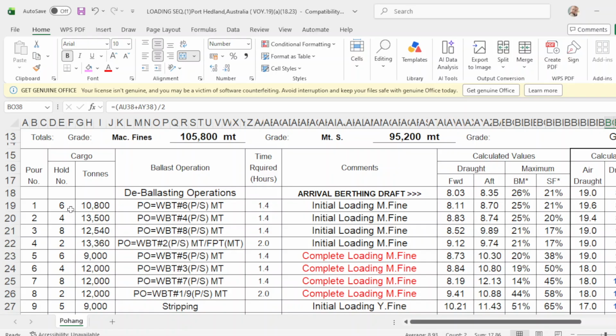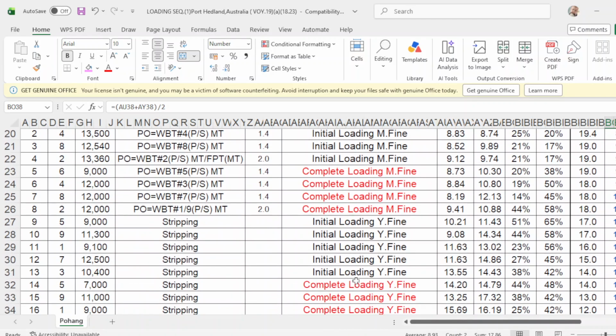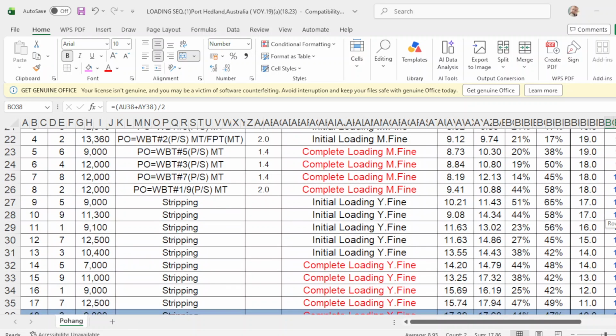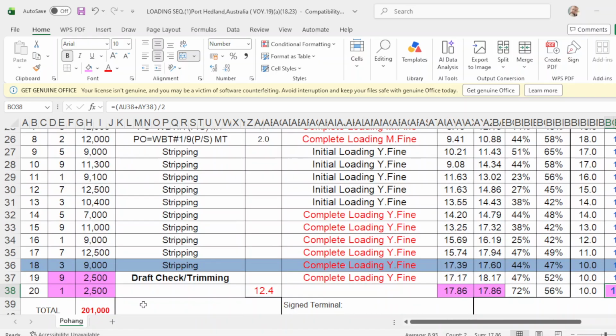So what he did first is to load the even numbers of the cargo holds. Then after, they will load the odd numbers. Okay, and his trimming holds are 9 and 1, and cargo for trimming is 5,000, which is 2,500 in each hold.